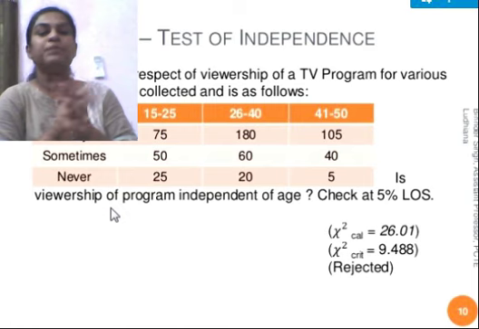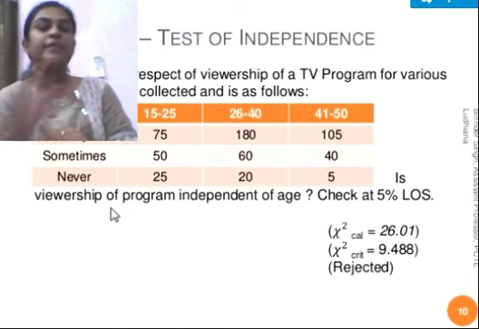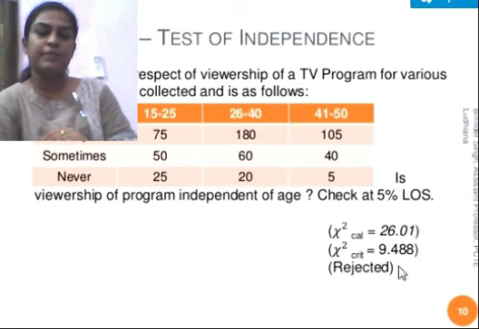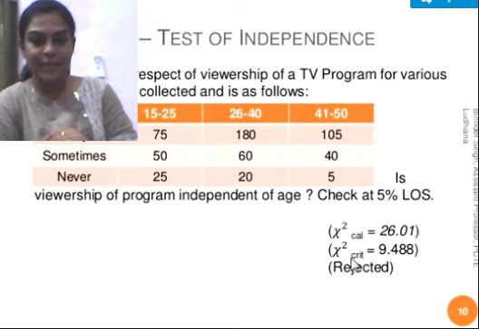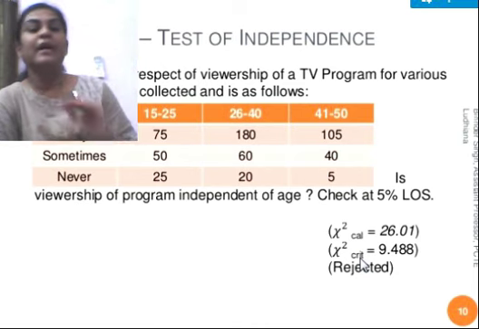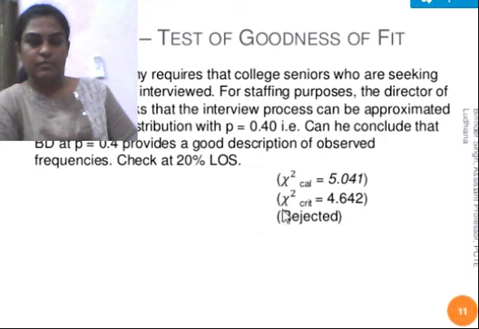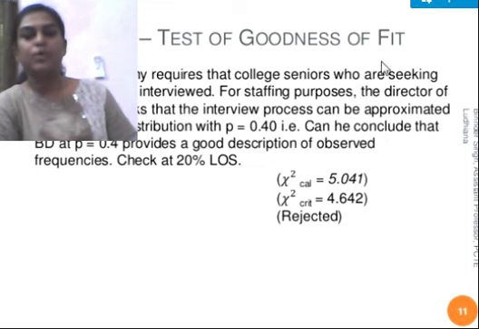The viewership of a TV program based on age, based on the frequency of watching. So the calculation part, if you observe here, is 26.01, and it has been compared with the table value, that is the critical value, 9.488. It has been rejected now. Again I told you, it is greater than this critical value. In such cases it is rejected. This example you clearly understood; it is testing of goodness of fit.